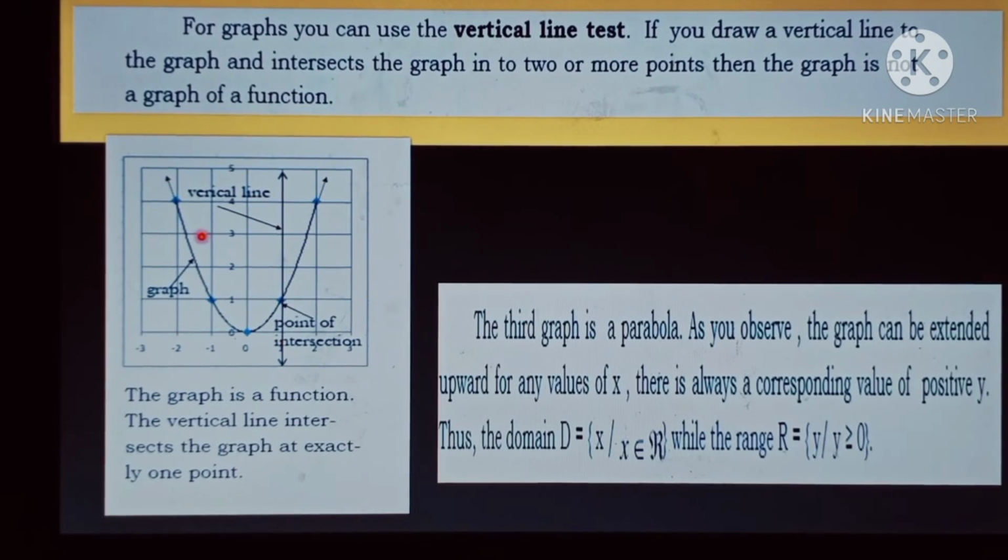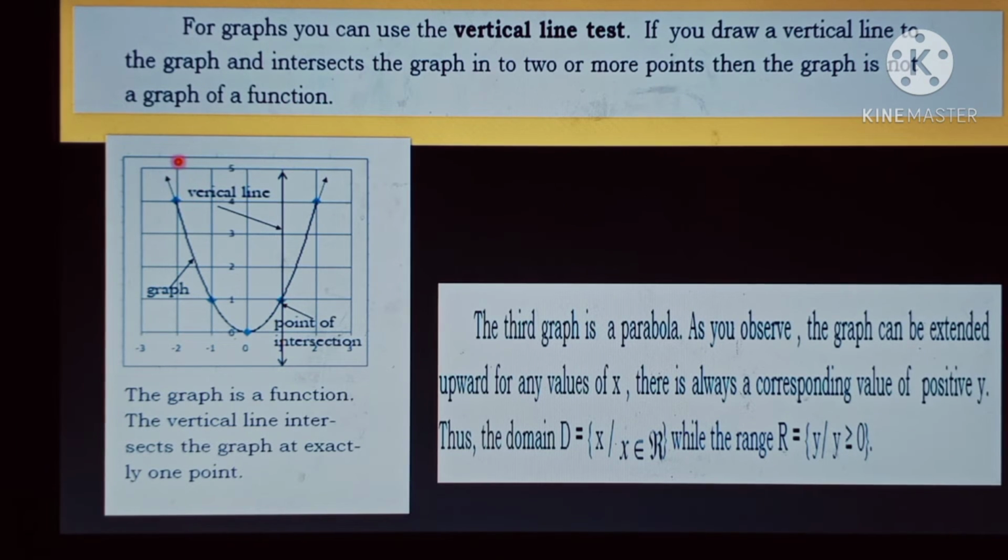So, let's have this one, the parabola. This is a parabola, opens upward. So, we draw the vertical line test. And it touches only once, no? Point of intersection is only 1.